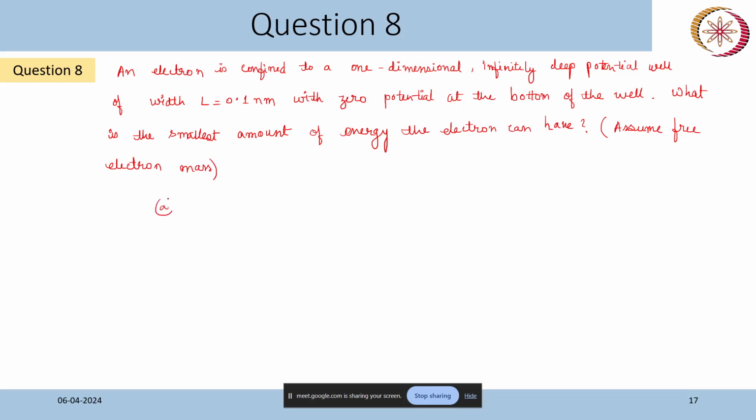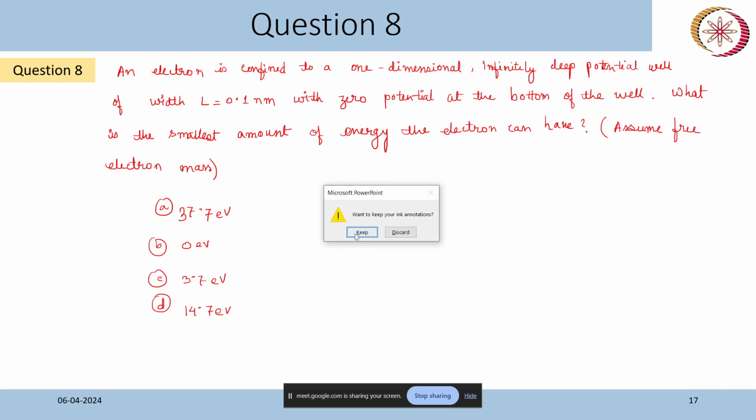The options are A, 37.7 eV, option B is 0 eV, option C is 3.7 eV, option D is 14.7 eV. So this is the question.